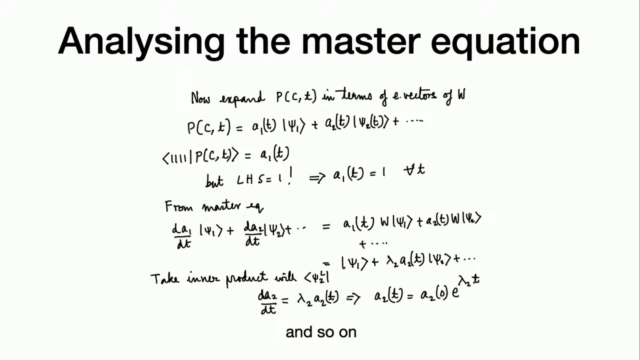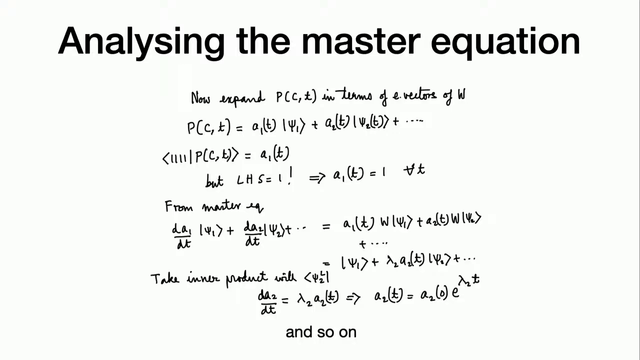So, just like we do in quantum mechanics, we do eigenvector expansion. I can expand this P of Ct in terms of eigenvectors of W. Let me write this as P of Ct is A1 times psi 1 plus A2 times psi 2 plus so on and so forth, where psi 1, psi 2, psi 3 are the eigenvectors of W matrix.